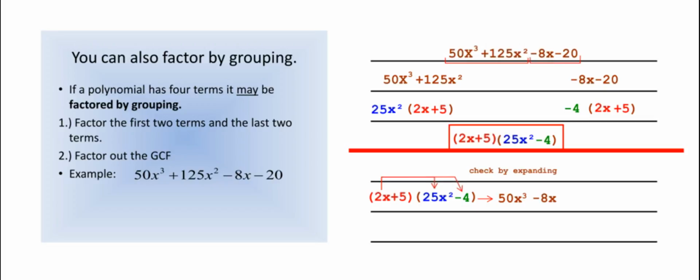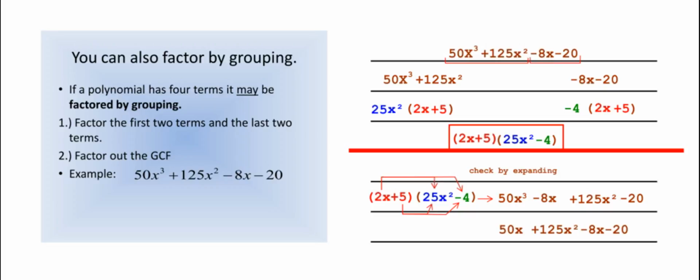Negative 8x. There we go. And let's go for the second term, the 5 times everything in the other parentheses. 5 times 25x squared. So 5 times 25 is 125, and there's just an x squared. So plus 125x squared. And last but not least, 5 times negative 4, negative 20. All right, looks like this worked.